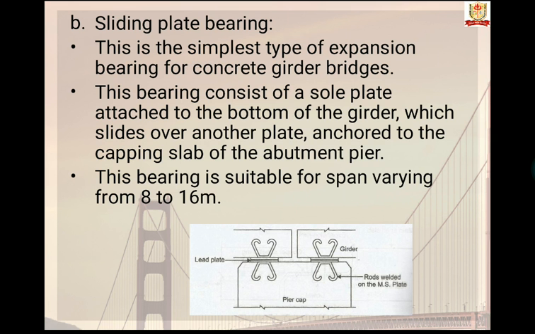Sliding plate bearing. This is the simplest type of expansion bearing for concrete girder. This bearing consists of a sole plate attached to the bottom of the girder, which slides over another plate anchored to the coping slab of the piers. This bearing is suitable for spans varying from 8 to 16 meters.